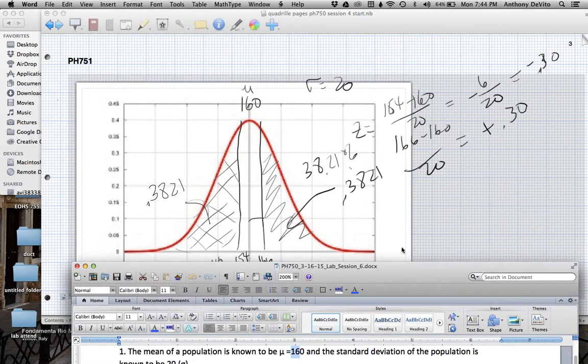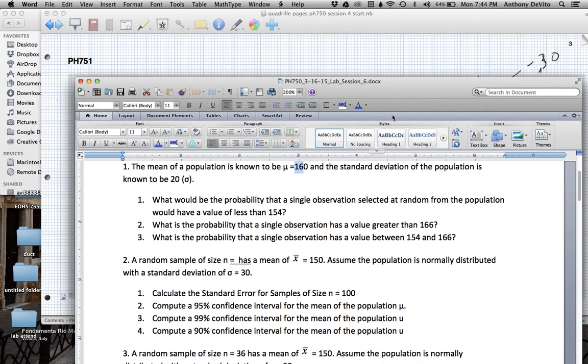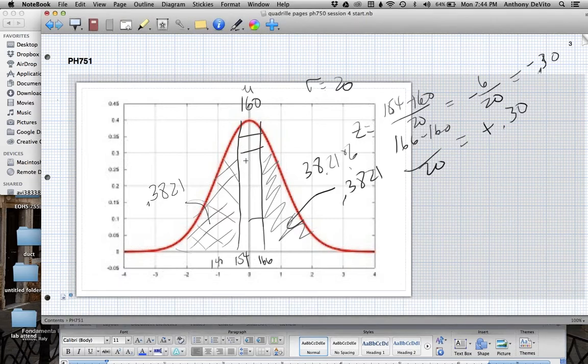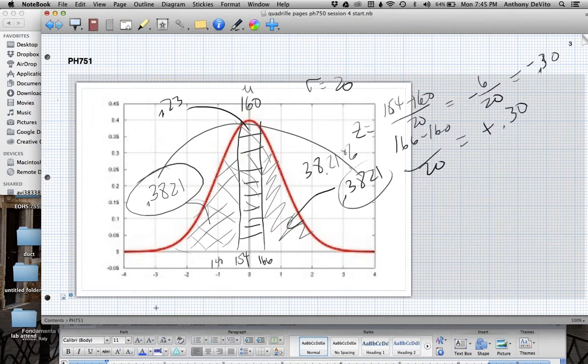Now, what's the last question that we have here? It's the probability a single observation has a value between those two. Well, it's going to be this area in here. And what's that area going to be? Well, it's going to be 0.38 plus 0.38, which is going to be 0.76, roughly 0.765. And we're going to subtract that from 1 to find what area is left in here, which is about, I'm going to say 0.23 for argument's sake. So the probability of picking out someone that's between these two values is 23%.